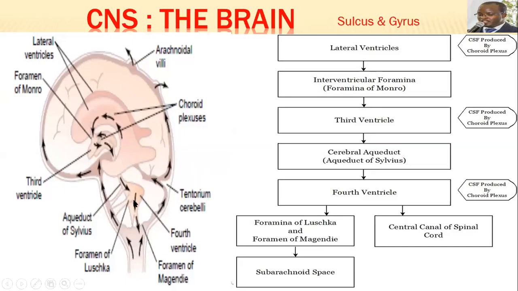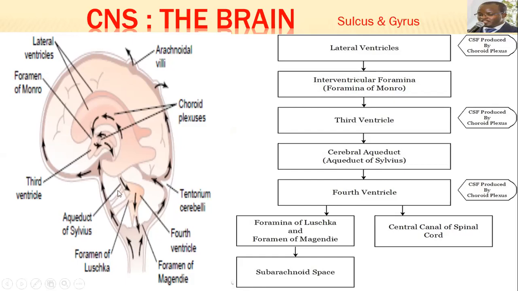You can see here the movement of cerebrospinal fluid. It's being produced in the ventricles, the lateral ventricles, the third ventricle, the fourth ventricle. You have the choroid plexus that are producing cerebrospinal fluid. Once it's produced, it will move from the lateral to the third via the foramina of Monro, then from the third ventricle to the fourth ventricle via the aqueduct of Sylvius that is found within the midbrain. Then from there, it will move into the fourth ventricle.